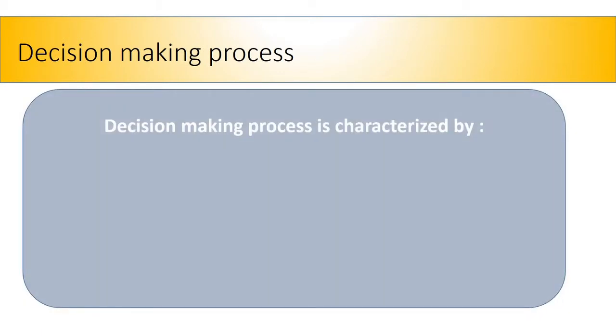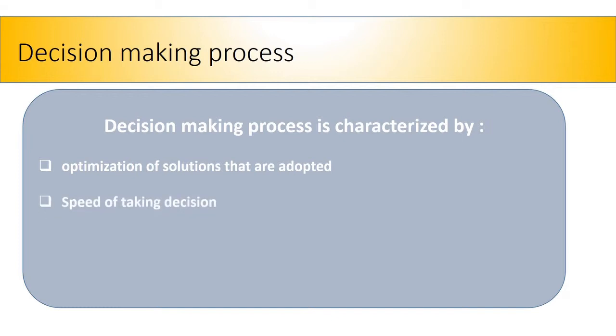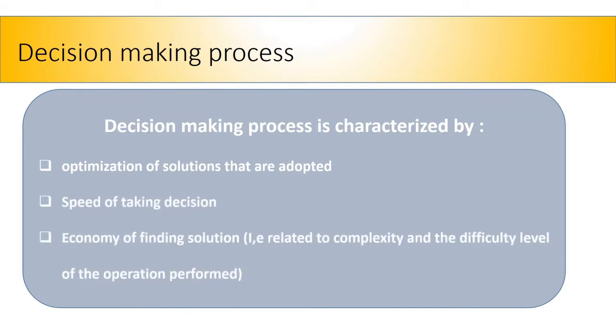Now we look into the characteristics of decision-making process. And the first is optimization of solutions. This essentially means that it analyzes and makes an assessment of all the possible solutions that can occur for a given problem. Second is the decision-making speed. And the third is the economy of finding solution. This is related to complexity and the difficulty level of the operation executed.